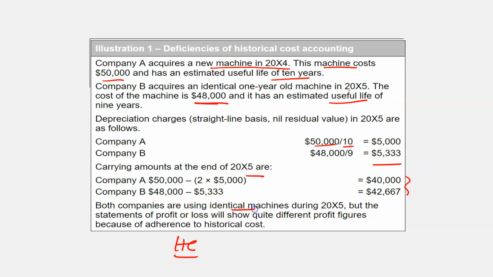Both companies are using identical machines during 2005, yet the statements show different figures because of sticking to historical cost. If both companies had adjusted their assets to the current value at the beginning of 2005, we would have the same depreciation going through. But company B is current because it's 48,000 at that date, while company A has stuck with that figure of 50 grand. So those are the kinds of problems we're seeing. Okay, great stuff. I'll see you in the next video.